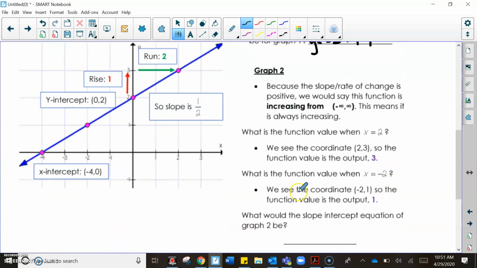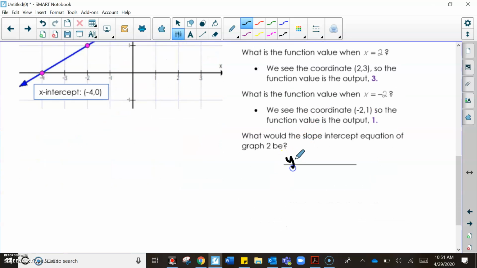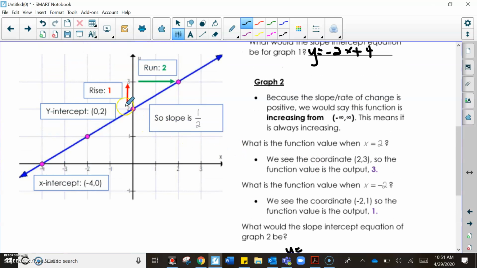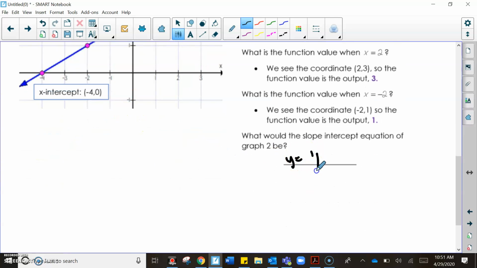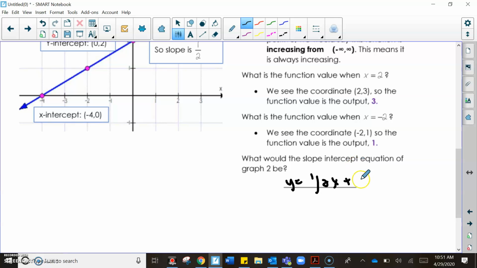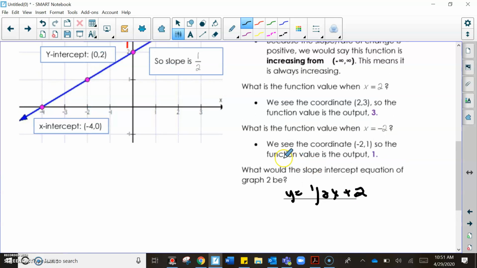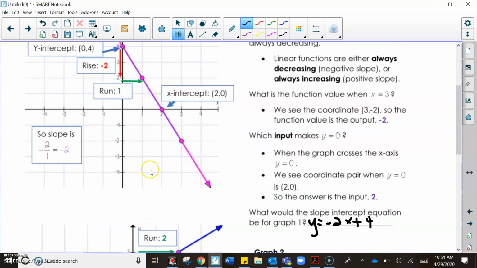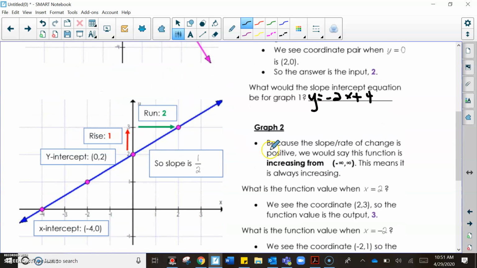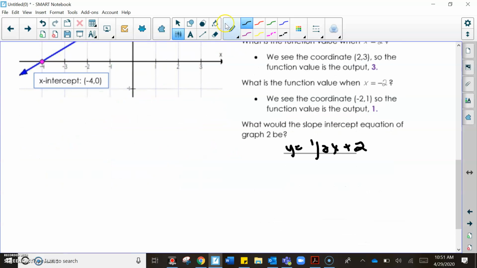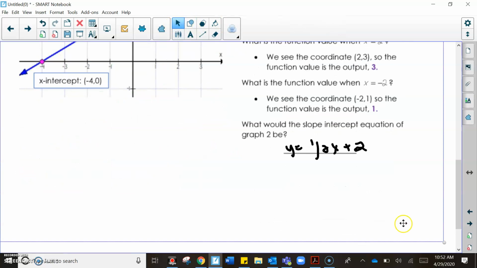Same thing here. We've identified some key features here, some input and output values. This is an increasing function, so my slope's going to be positive. I can find my y-intercept. So this is going to be y equals my slope, rise over run, 1/2 x, plus my y-intercept, which is at 2. So let's look at some things. When we look at these two graphs here, which one has the greater y-intercept?